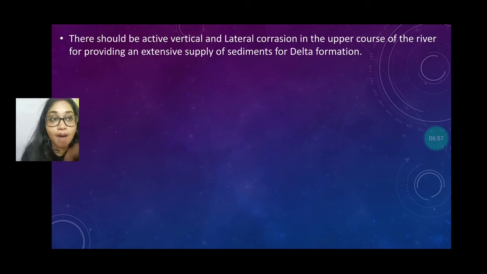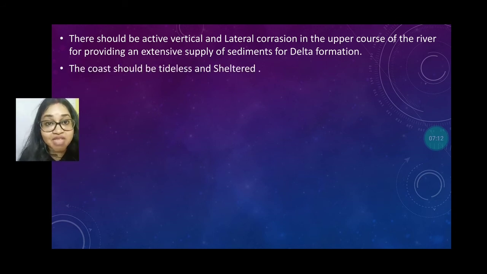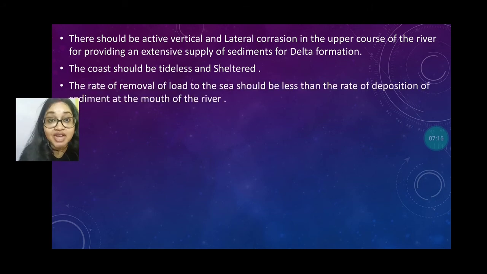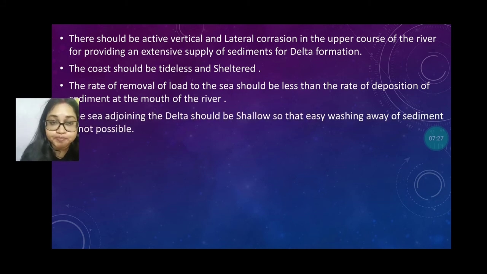Next, what conditions are needed for delta formation? There should be active vertical or lateral erosion in the upper course of the river for providing an extremely large supply of sediment for delta formation. For delta formation, the region needs a huge amount of load and sediments. The coast should be tideless and sheltered. The rate of removal of load to the sea should be less than the rate of deposition of sediments at the mouth of the river.